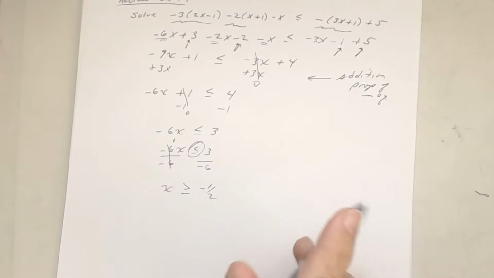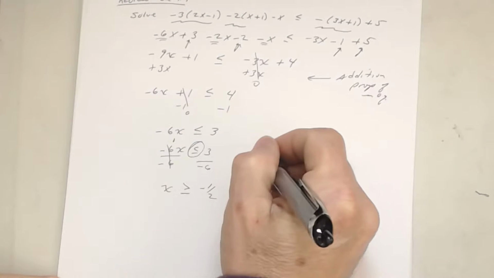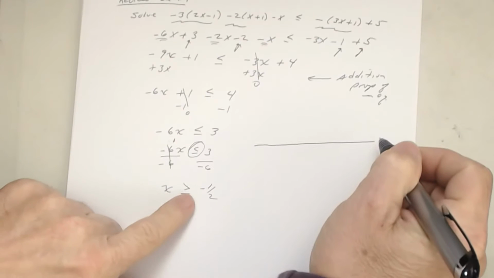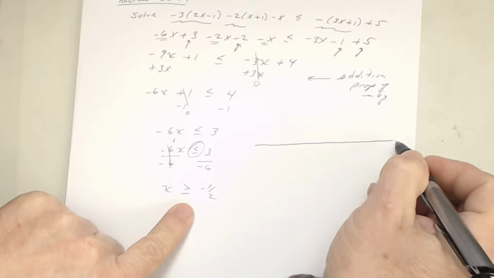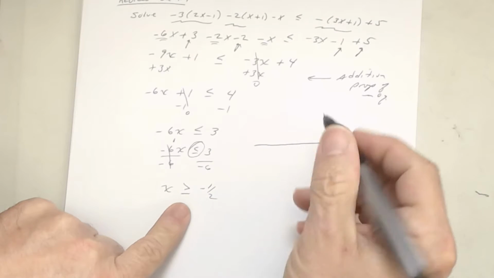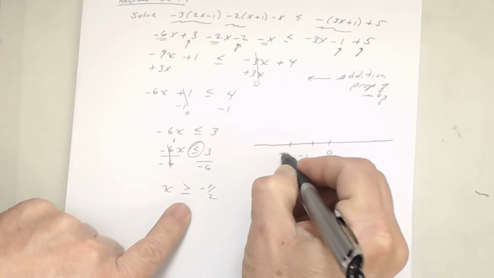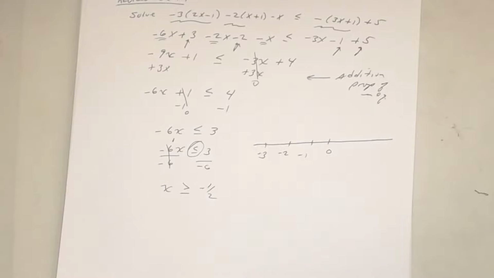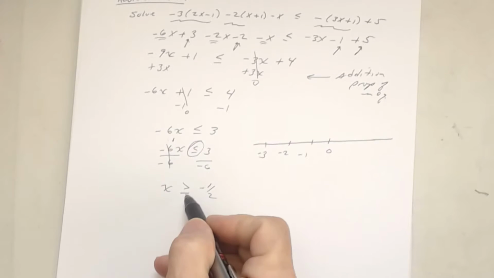All right. And then you're also going to have to graph this. So let's talk about the graphing. Now remember, how many solutions are there? How many? An infinite number. There's an infinite number of solutions. So if this is 0, this is negative 1, this is negative 2, this is negative 3, between what two numbers is negative 1/2? Negative 1 and 0, in the middle, right? Right. And am I going to use an open or closed circle? Closed. Closed because of the equal sign.